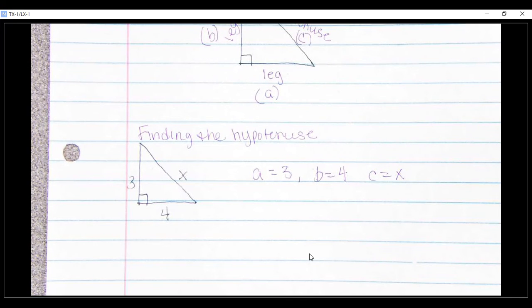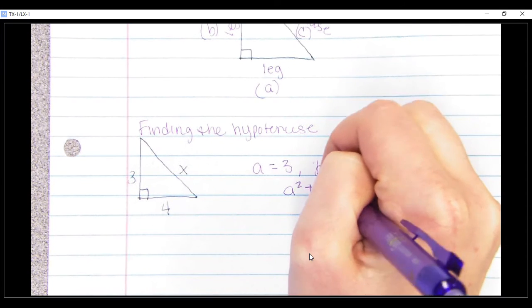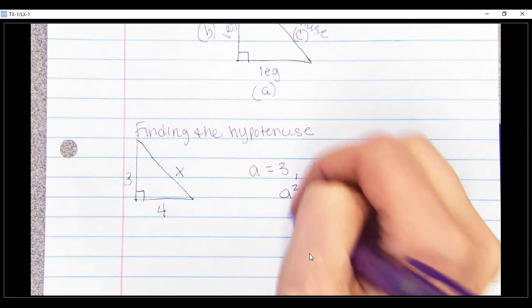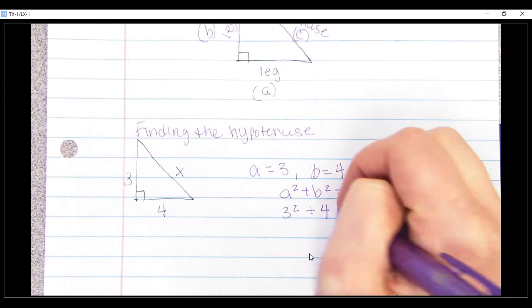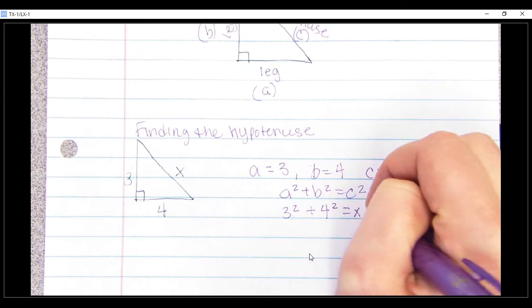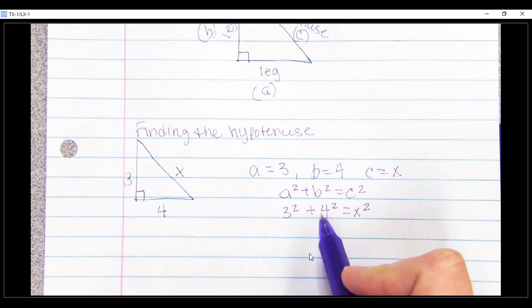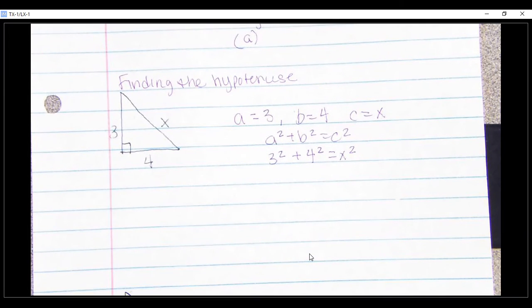Now I'm going to plug the values into the equation a squared plus b squared equals c squared. My a value I have labeled as 3, so I have 3 squared plus 4 squared equals x squared. Again, I plugged in 4 for b and 3 for a. Great, done. Going to move on to step 3.